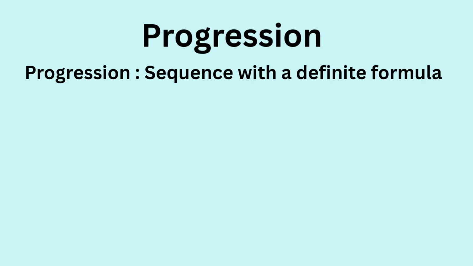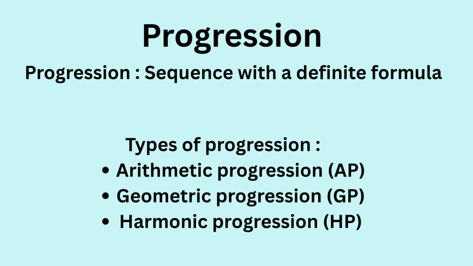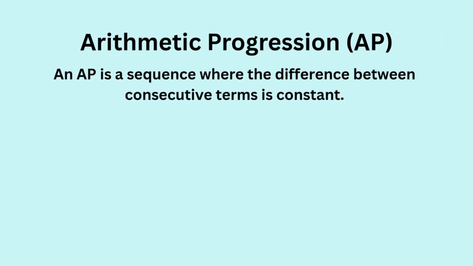A progression is a sequence that follows a formula. And in maths, we mainly study three types of progressions: arithmetic progression AP, geometric progression GP, and harmonic progression HP. Let's understand each one clearly. First is the arithmetic progression, AP.